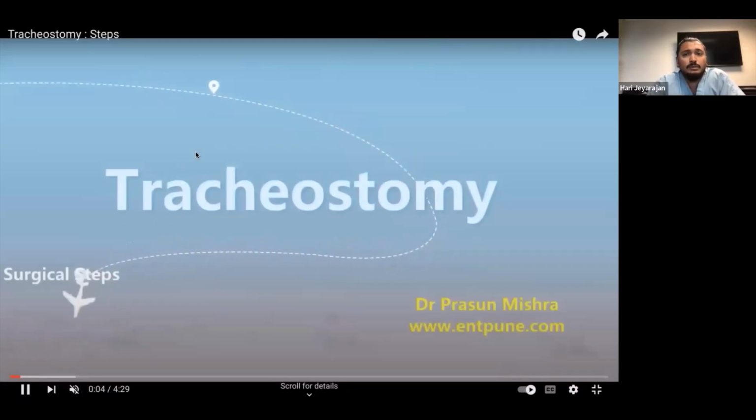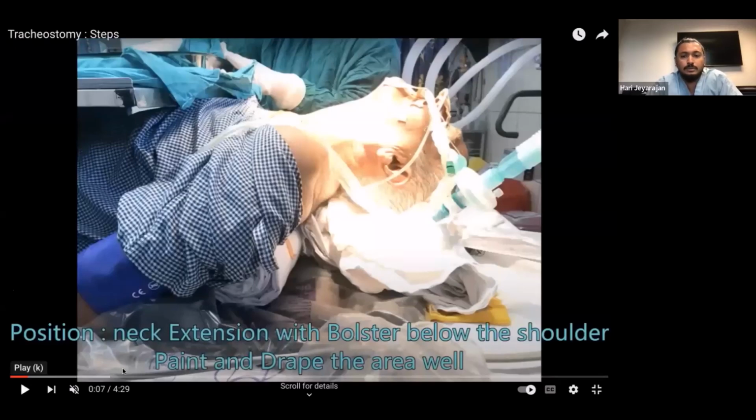And as you saw, we secure it with a series of four Prolene sutures and a soft collar tie. Cool. And let's stop that and go back to the screen.